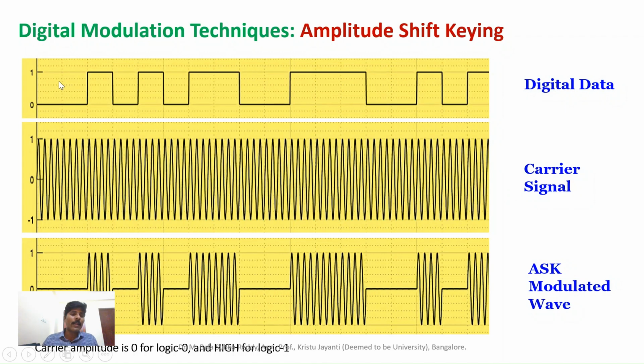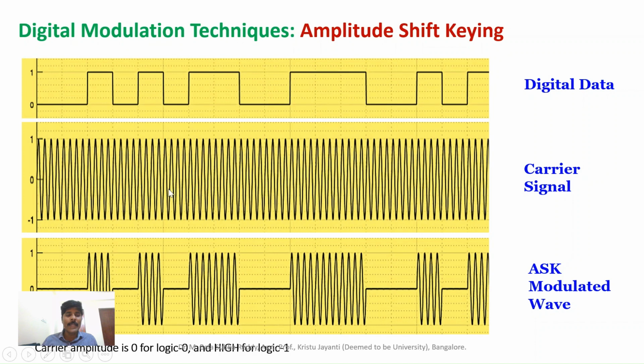Consider any digital data which is in the binary format that encodes the message signal here. And we all know logic 0 is treated as 0 and 1 is treated as logic 1 in digital format. Here, this digital data represents 0 0 1 0 1 0 0 1 1 0 0 1 0 1.